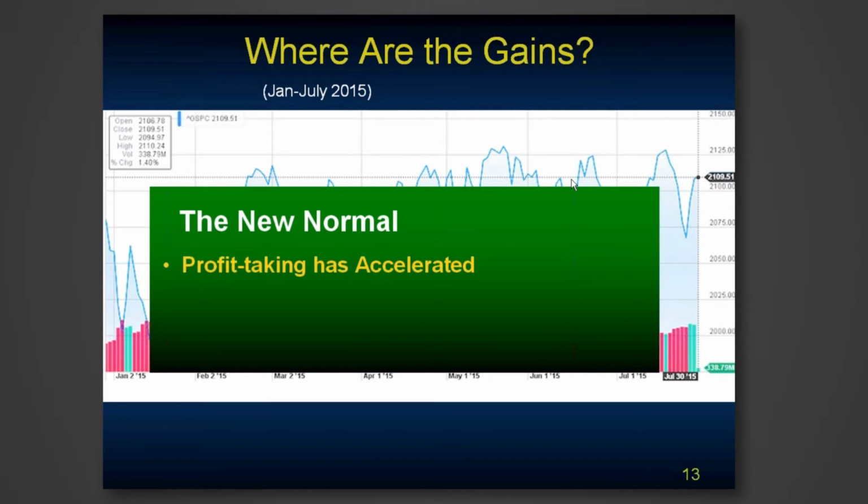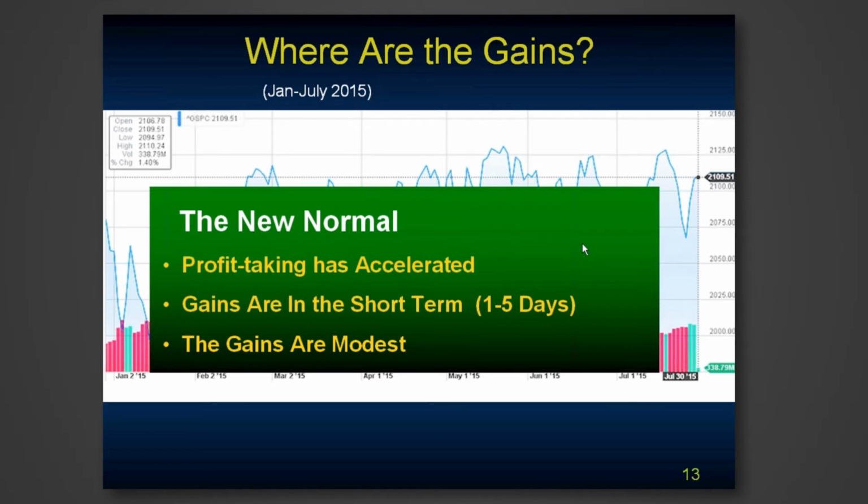So where are the gains? Well, the gains are in these cracks in the market, and they're happening very quickly. The new normal, what I call the new normal, is that the profit taking has accelerated. That's why the market keeps flipping back and forth, because the big players, the big volume institutional traders, as soon as the market goes up, they sell. As soon as the market goes down, they buy at a bargain. So they're flipping the market back and forth on us every couple of days.